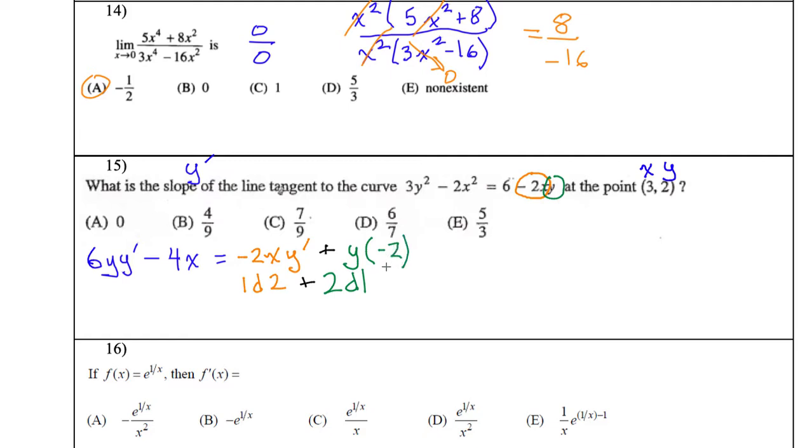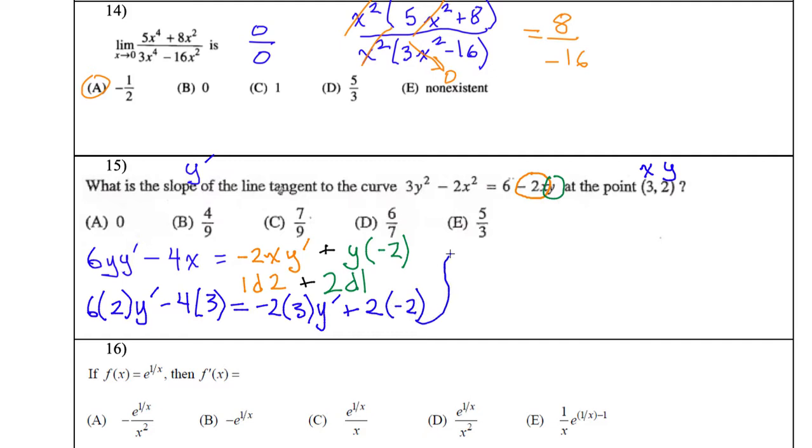Okay, immediately plug in your values of x and y. Do it as soon as you can. It makes your problem so much easier. So I have now 6 times y, which is 2. 6 times 2, y prime, minus 4 times 3 is equal to negative 2 times 3 times y prime, plus 2 times negative 2. All right, and then coming back up here, 6 times 2 is 12y prime minus 12 is equal to negative 6y prime minus 4.